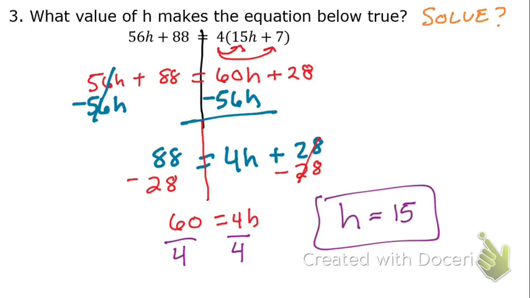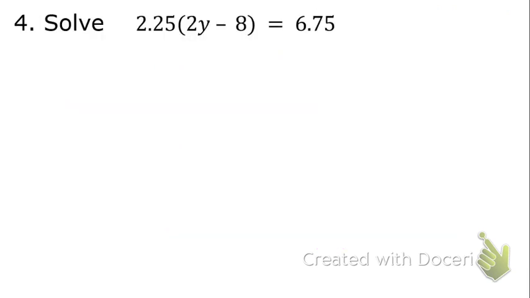Okay. All right, number 4. So this one has decimals, so make sure you have used your calculator. It does not change the procedure. We will distribute 2.25 times 2. This will give you 4.5y. 2.25 times negative 8 turns out to be negative 18.